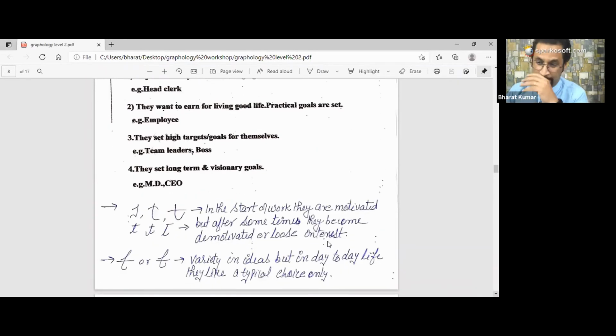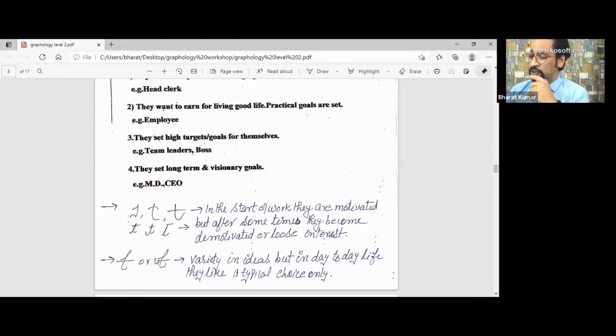Now, few different samples of T. Check, I gave you 6 different types of T. These 6 different types of T's have the same trait. In the start of the work, they are motivated, but after some time they will become demotivated or they will lose their interest. So check these 6 types of T. In the start of work, they will be motivated, but after few days or after some time, they will lose motivation.